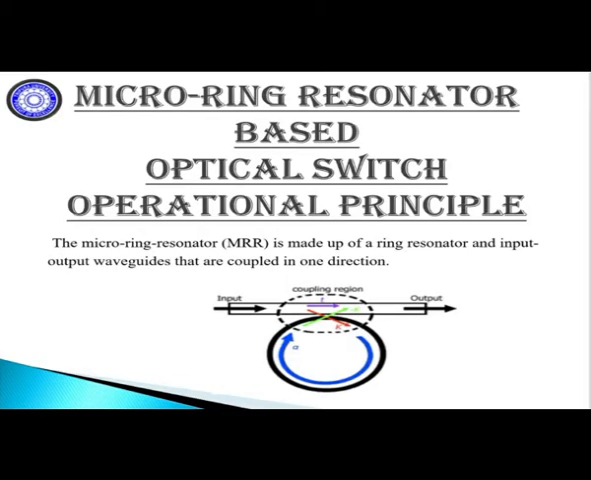Microring resonator based optical switch operational principle. The microring resonator is made up of a ring resonator and input and output waveguides that are coupled in one direction. As shown in the figure, a fraction of the entering field, K1, that is the coupling coefficient between the input waveguide and the ring, is transmitted to the ring with radius r.